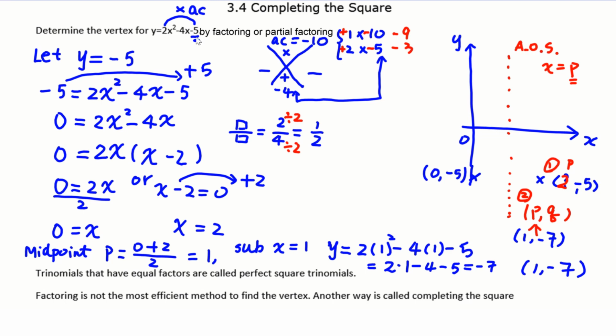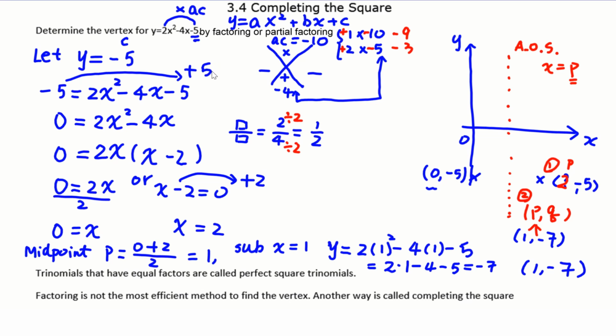For partial factoring, we let y equal the c value. Then you will have only the ax squared plus bx left. So ax squared plus bx plus c. Let y equal the c value, then c is gone. You will have two terms with the x variable. So you are always able to factor the x out. So you will have x equals 0 for sure. Another one is solved. So this is one method to determine the vertex from standard form.